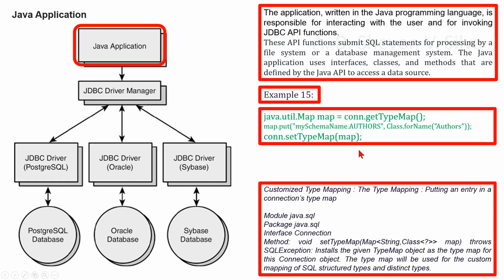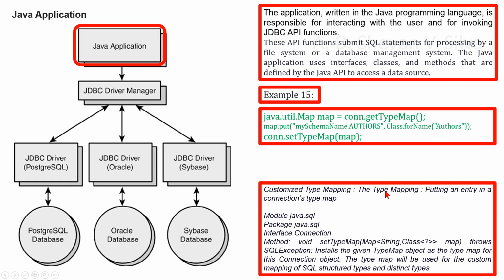or CallableStatement.getObject, or any other methods that materialize the SQL value's data on the client, the driver will check to see if there is an entry in the connection's type map for the SQL value that is to be retrieved. If there is, the driver will map the SQL UDT to the class specified in the type map. If there is no entry for the UDT in the connection's type map, the UDT is mapped to the default mapping.